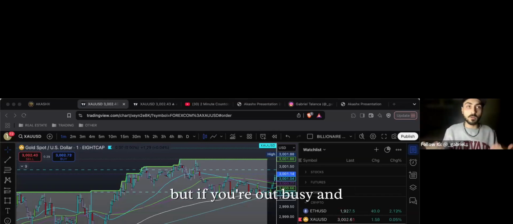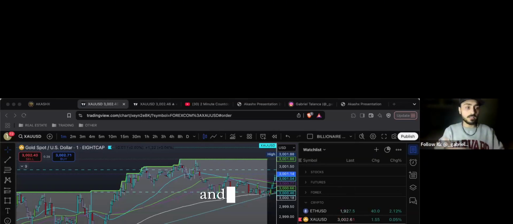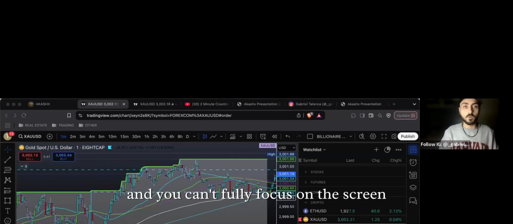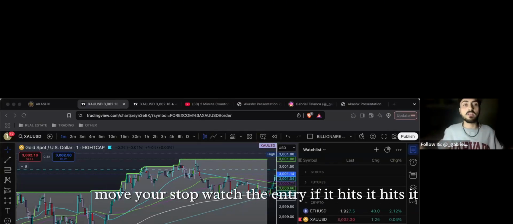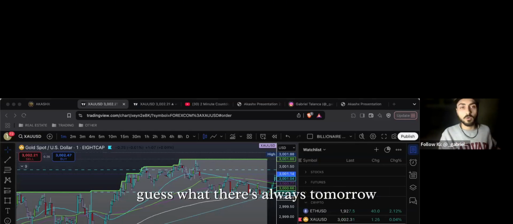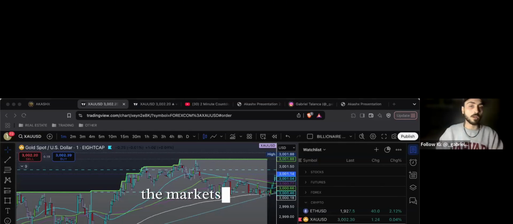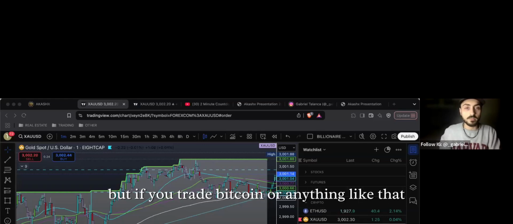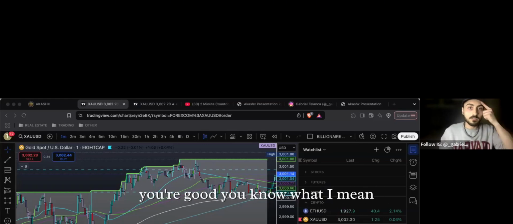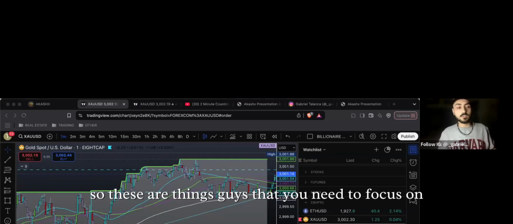But if you're out busy and doing things and you can't fully focus on the screen, just do that. Move your stop loss to entry. If it hits it, it hits it. Guess what? There's always tomorrow. You can always jump into the markets again. The markets aren't going anywhere unless it's the weekend. But if you trade Bitcoin or anything like that, you're good. You know what I mean? So these are things, guys, that you need to focus on.